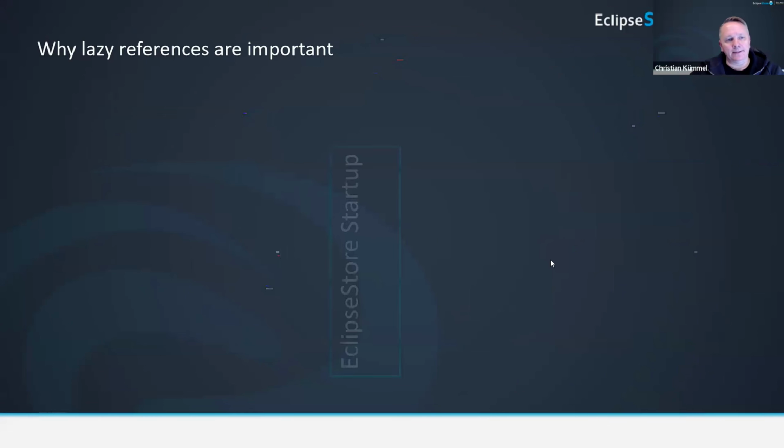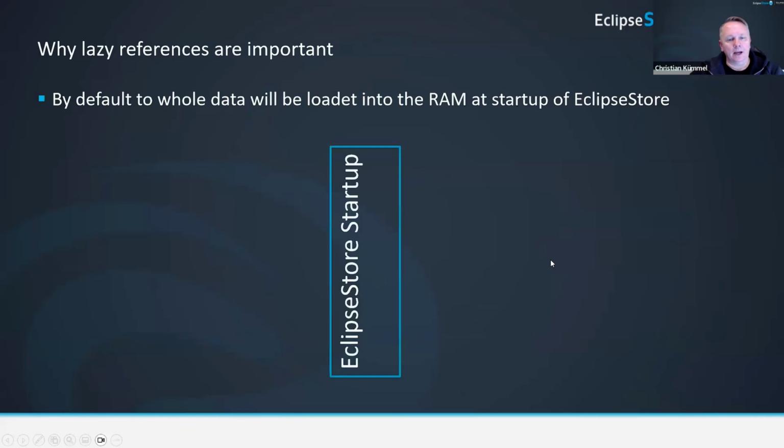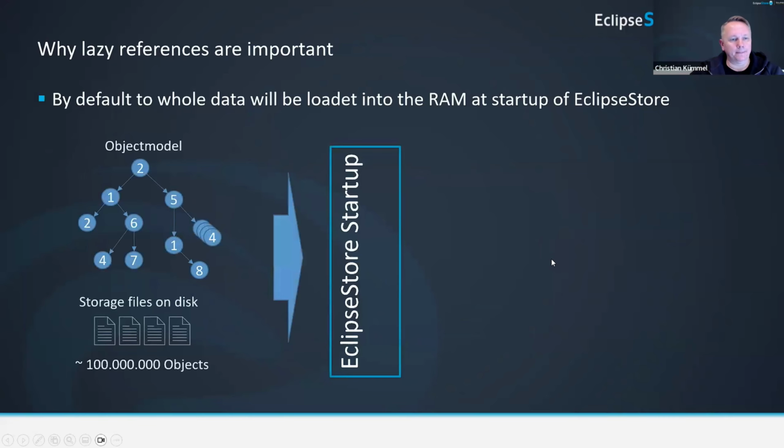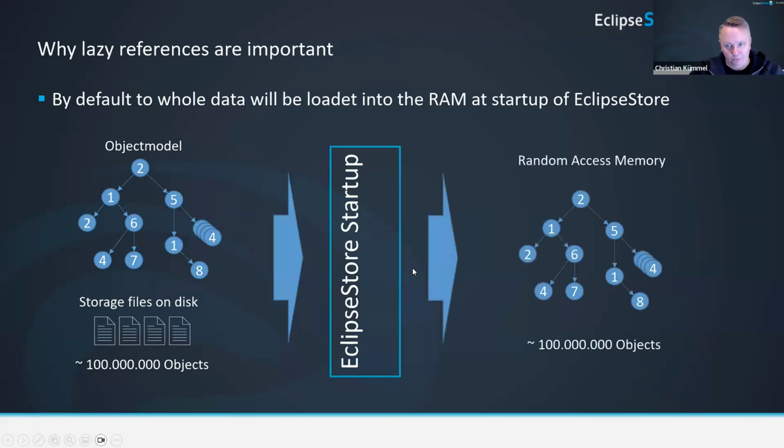Okay, so how does lazy work? Normally, at database startup, let's say we have 100 million objects on disk, on startup you will have 1 million objects within your RAM. So this is how it basically works, and it is loaded right during the startup.